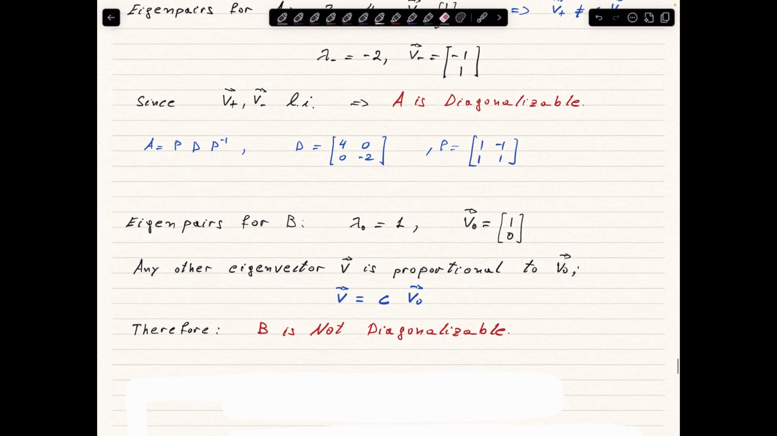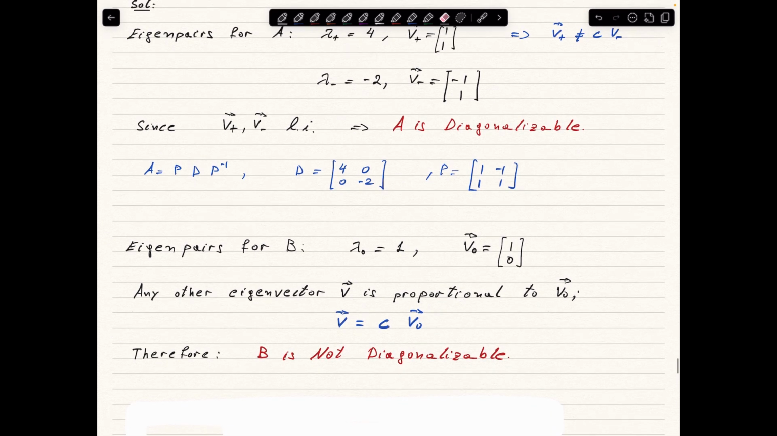There is no way we can find another eigenvector not proportional to the vector v0. So when that happens, we cannot do the decomposition P D P inverse.